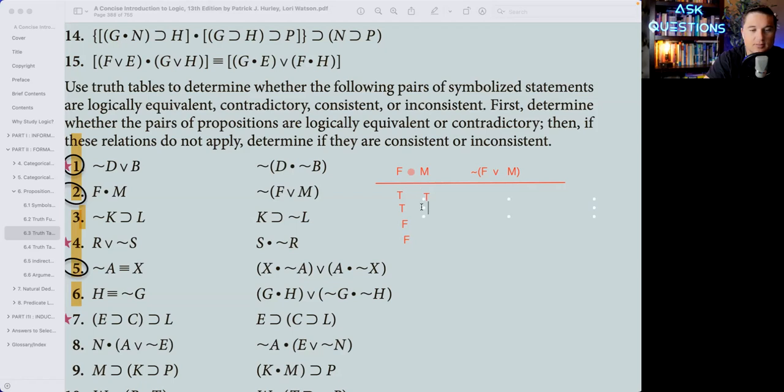T. F. I don't know if this is saving me much time. T. F. And we know, maybe I'll draw in between these. And we know that with an and statement, the only way it's going to be true is when both parts are true. So these are all going to be false. The falseness here spreads to the middle. So let's make these all false.